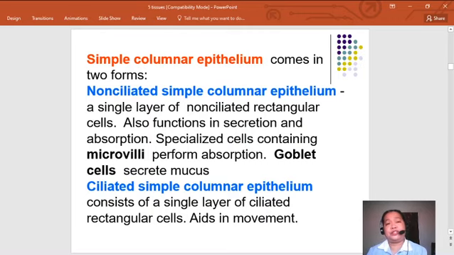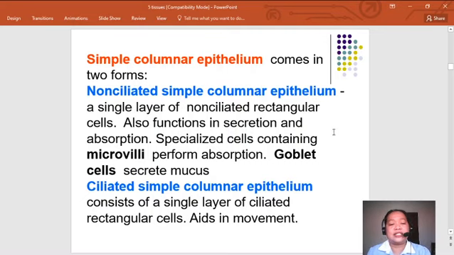Next, we have the simple columnar epithelium. It comes in two forms: non-ciliated simple columnar and ciliated simple columnar epithelium. The non-ciliated simple columnar epithelium is a single layer of non-ciliated rectangular cells. All function in secretion and absorption. Specialized cells containing microvilli perform absorption, and goblet cells secrete mucus. In short, this is merely found in our intestines.